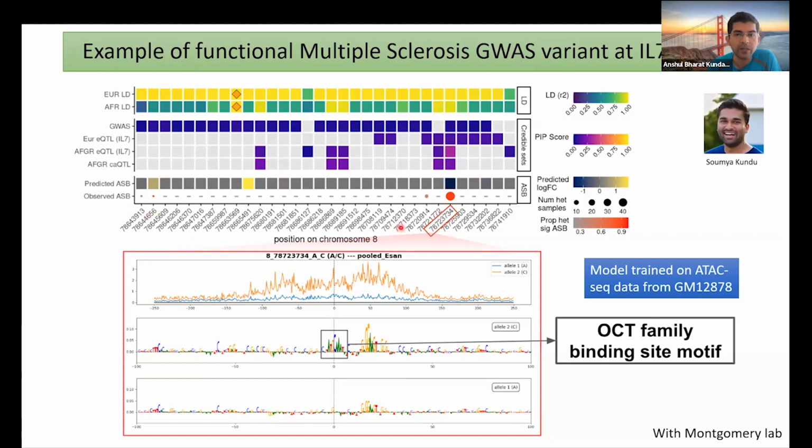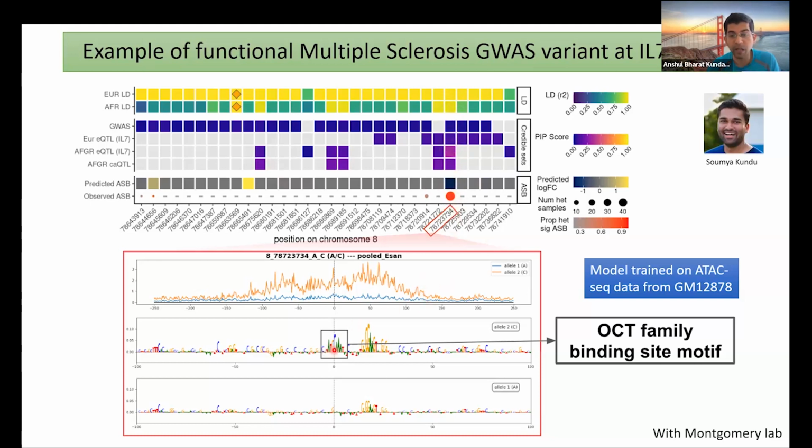But the beautiful thing is if we just take our model trained on a reference data set from a European individual, and we score all these variants, we highlight basically one variant in the locus that has a really strong significant effect. And that happens to be exactly the variant that everything else converges on, all right?